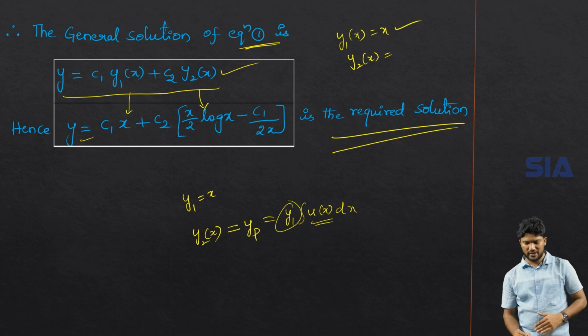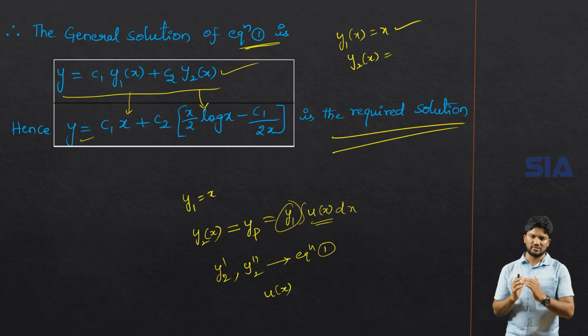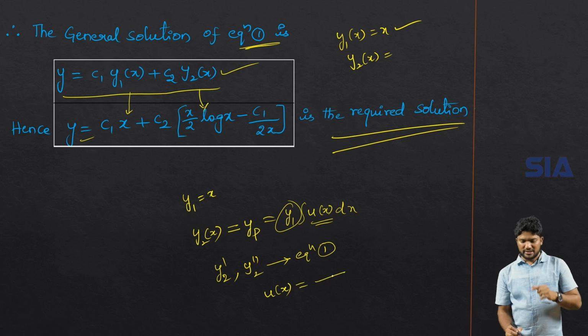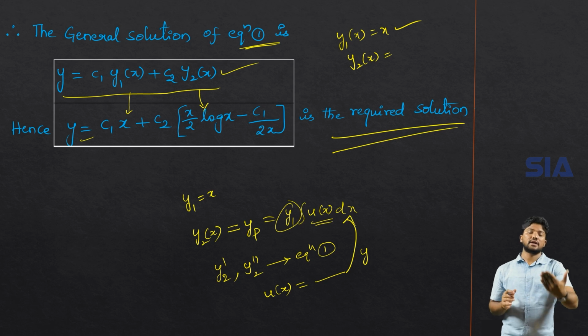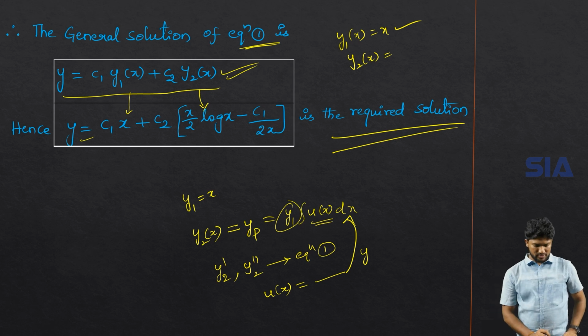To determine that u of x value, apply the first derivative for y2, apply the second derivative for y2, and substitute them in equation number 1. Then you will get the u of x value. After converting into a linear differential equation, you will get the integration factor, and after that the general solution. Then you will get the u of x value. Substitute this u of x value in y suffix 2, then you will get the particular integral value. That particular integral is the second solution. Now substitute the first solution y1 and second solution y2 in y is equal to c1 y1 of x plus c2 y2 of x. Then that is the required solution of the problem.